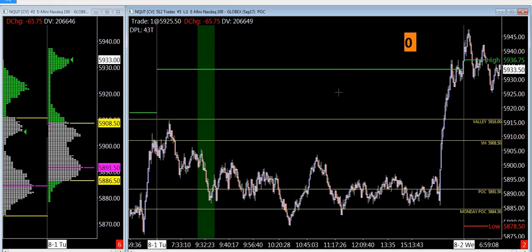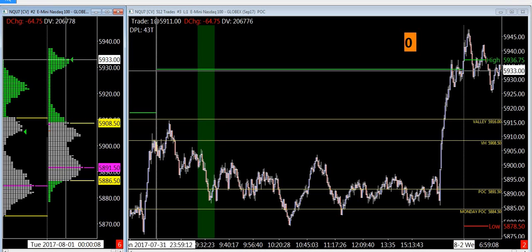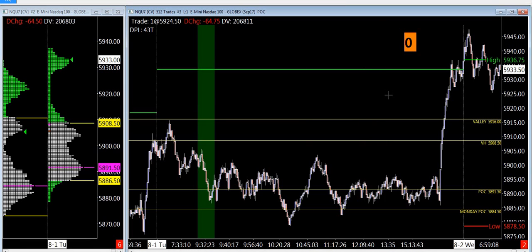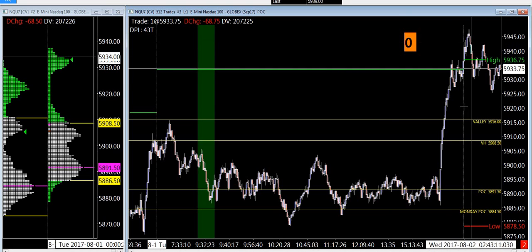So what I like to see happen is that we open up away from value. If we open up away from value, we want to see the market drive like this. That means the institutions are in control and they want to move away from value. But if we don't see the price moving away from value, then we look to fade the market.